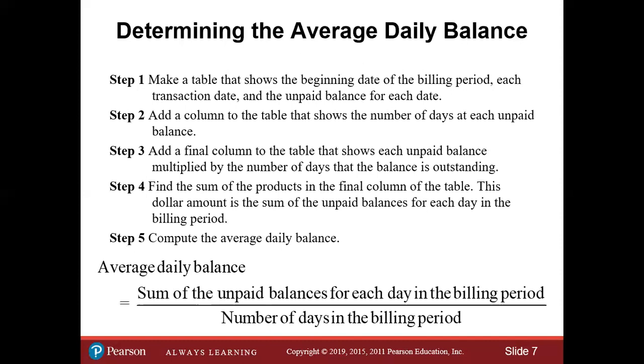Step 3, add a final column to the table that shows each unpaid balance multiplied by the number of days. All of this is just to find that sum of the unpaid balances, which step 4, we finally add them all up. And then step 5, divide by the number of days in the billing period to find the average.